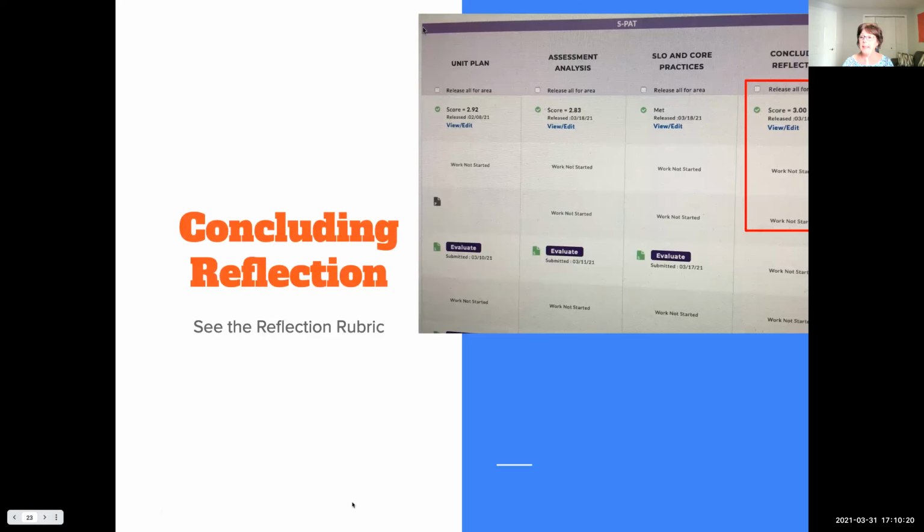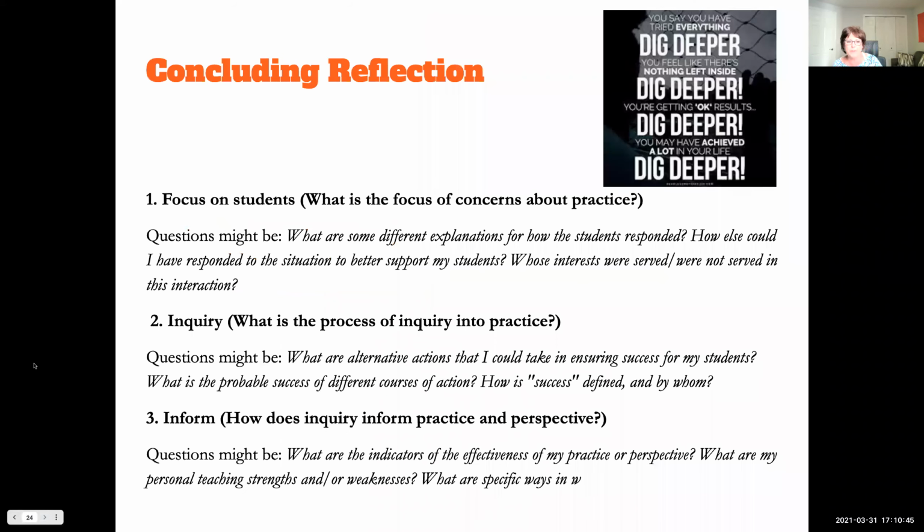Okay. The last piece, the third piece, is your concluding reflection. I would recommend that you take a good look at the reflection rubric. It's on TaskStream for you to look at. It's the same reflection rubric we've been using in the program, so you've seen it before. And it's going to give you 3 prompts. So your concluding reflection is going to have 3 sections.